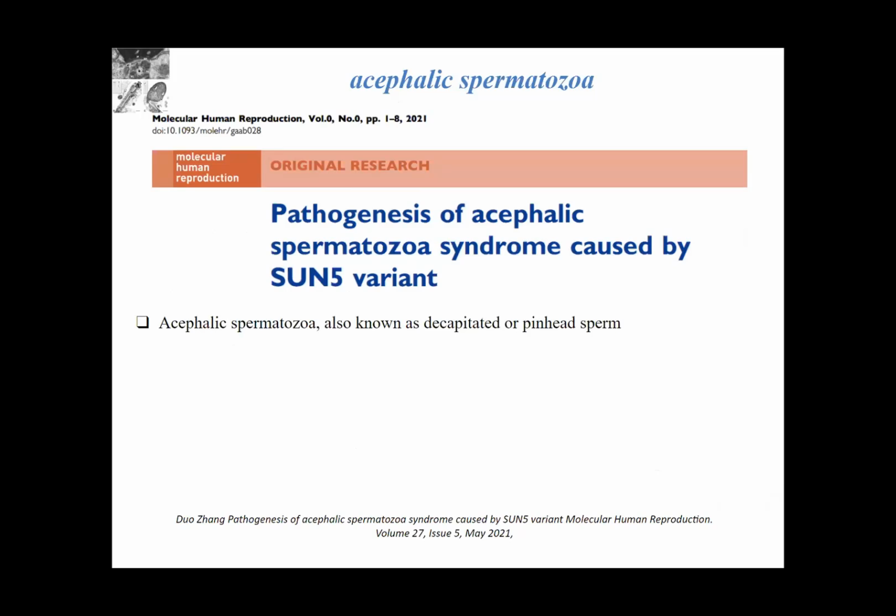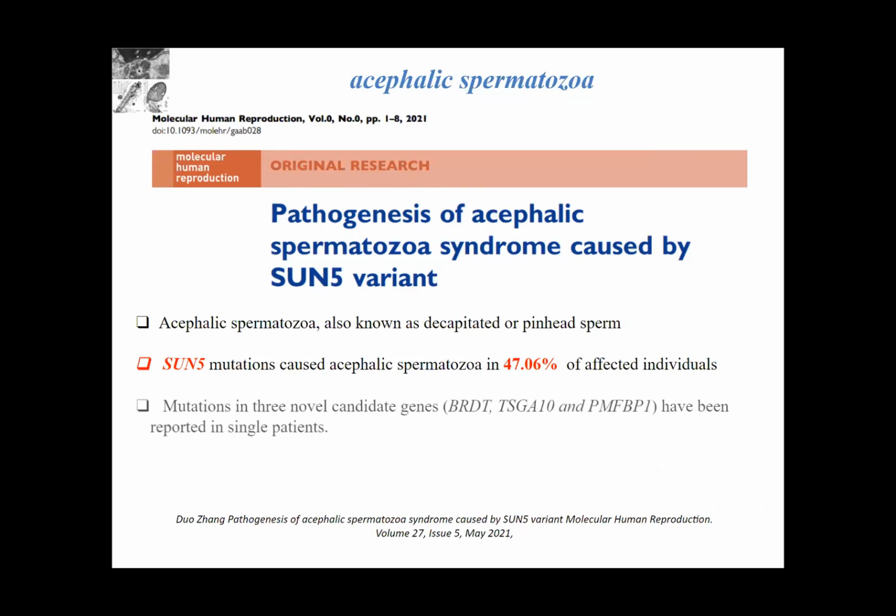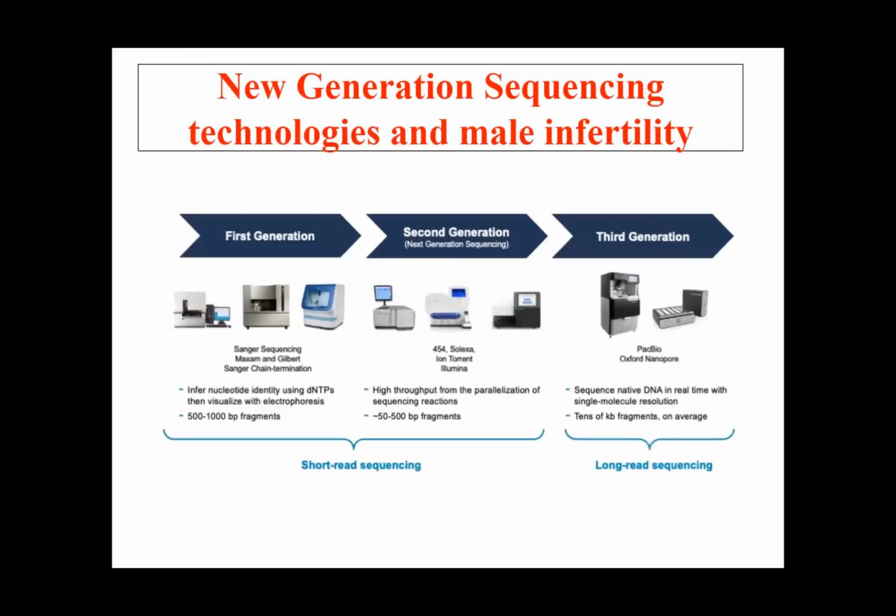Acephalic spermatozoa, also known as pinhead spermatozoa, is linked to a variant mutation of the gene SUN5. SUN5 mutation caused acephalic spermatozoa in 50% of affected individuals. Mutations in 3 novel candidate genes have been reported in a single patient.